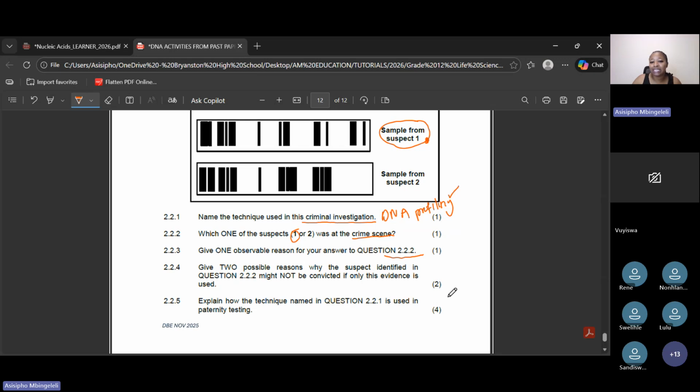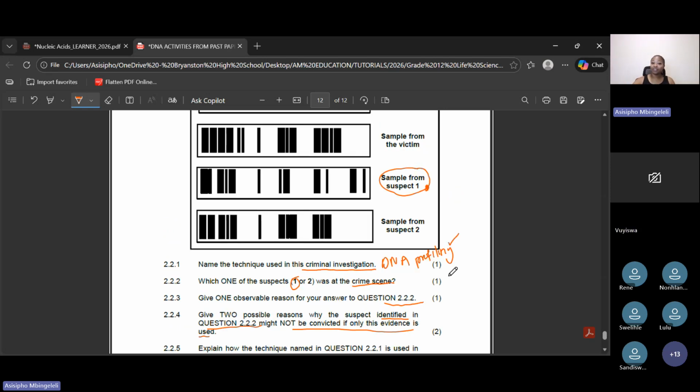Give 2 possible reasons why the suspect identified in question 2.2.2, why suspect 1 might not be convicted if only this evidence is used. You need to remember one of the slides that we covered. 2 marks. What would you say? They could be an identical twin.